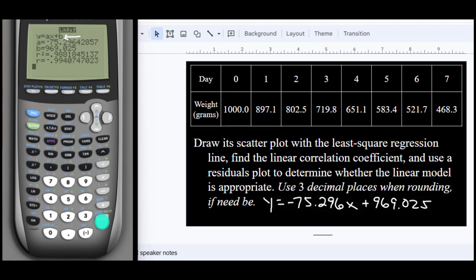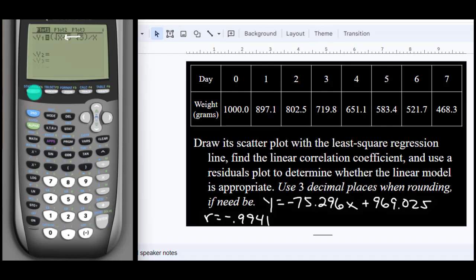Okay, so let's go ahead. Oh, and also notice it asks for the linear correlation coefficient, R equals negative 0.9941, which is a really good model. And if we look at R squared, 0.988, remember that what that tells us is that 98.8% of these data points are well represented by this linear regression line.